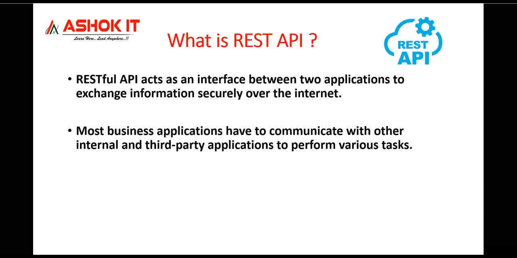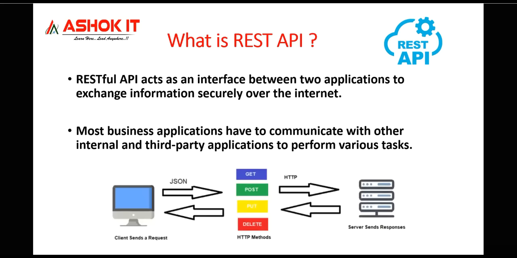If you take an example of train ticket booking, hotel booking and online food deliveries, they are communicating. One application will communicate with another application for business purposes. That's where REST API comes into the picture.